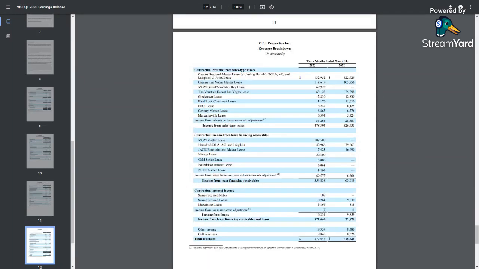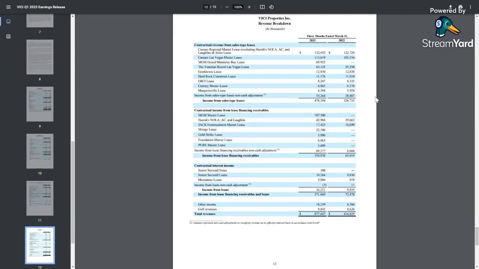Contractual revenues. So this is their revenue breakdown. We see Caesars, they're up from 122.7 to 132.9. Greek Town Lease is holding stable. Everything is looking very healthy. Some good growth in all of their leases, I mean, aside from the Greek Town.